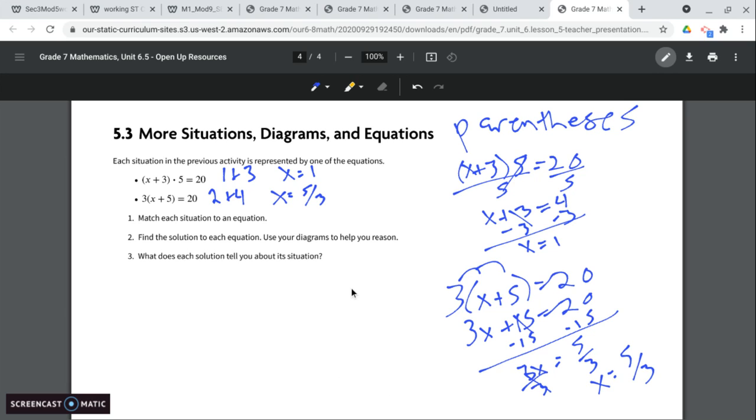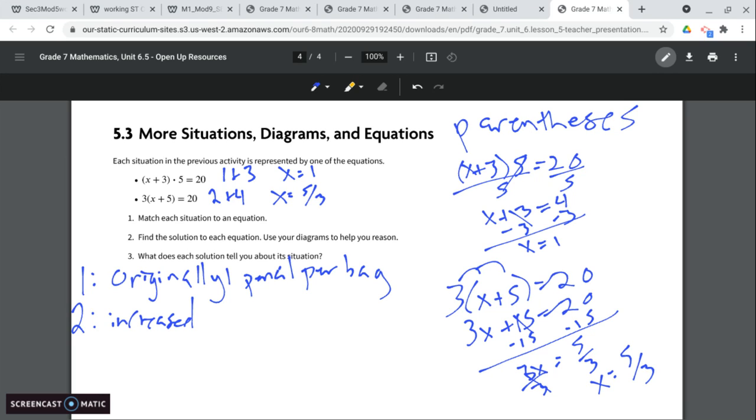So what does it tell us about the situation? For situation 1, it tells us there was originally 1 pencil in each bag. So originally 1 pencil per bag. For situation 2, it tells us that Noah increased the length by 5/3 inches.